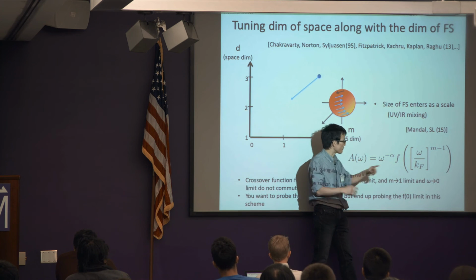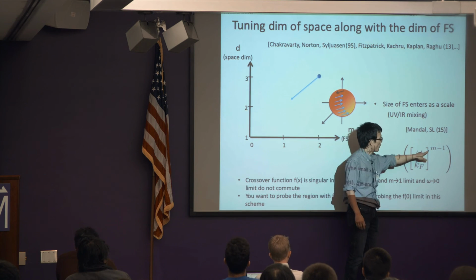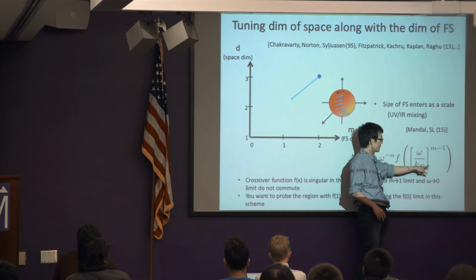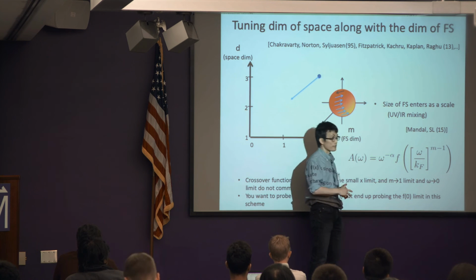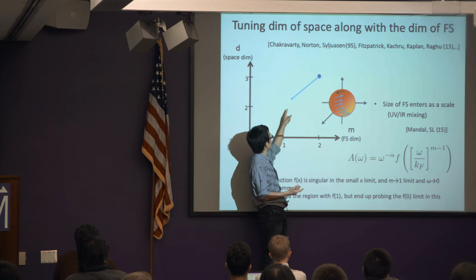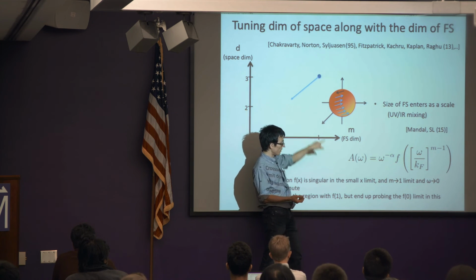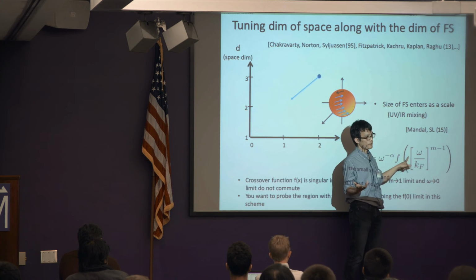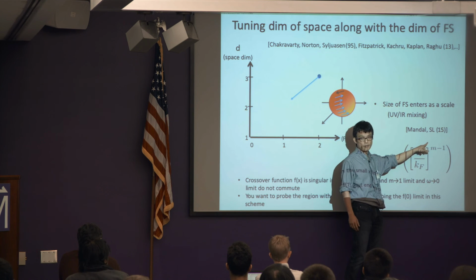And then the main problem is that when the Fermi surface dimension is not 1, whenever it's greater than 1, this parameter enters as an important ratio. So physically, in the original target theory, you want to understand the case where this argument is 1. That's when m is 1, right?